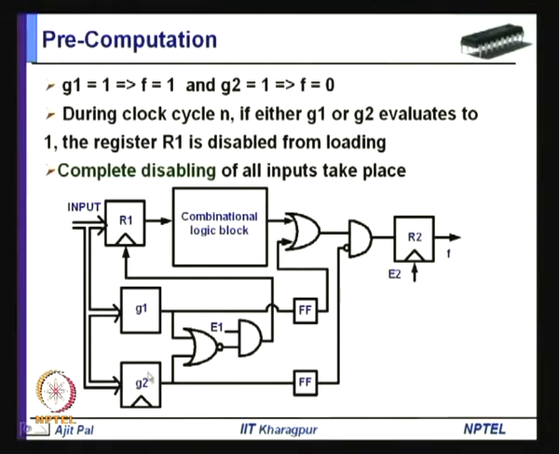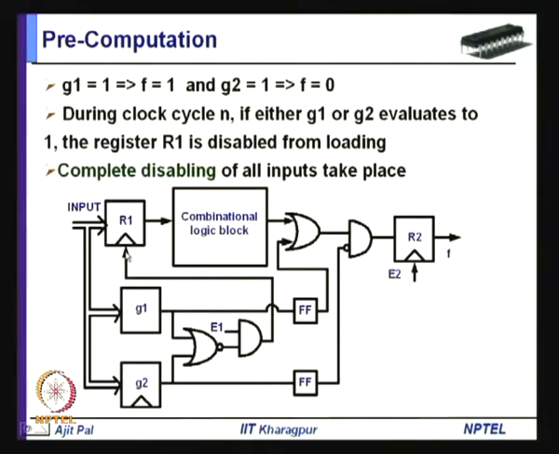So, these outputs from G1 or from G2 can be channelized to the output depending on the input combination. That means, whichever condition is satisfied, G1 is equal to 1 when f1 is equal to 1, or G2 is equal to 1 when f is equal to 0, and that can be transmitted to this output. And these two outputs, G1 and G2, can be used to generate some activation signal for enabling this latch or register R1.